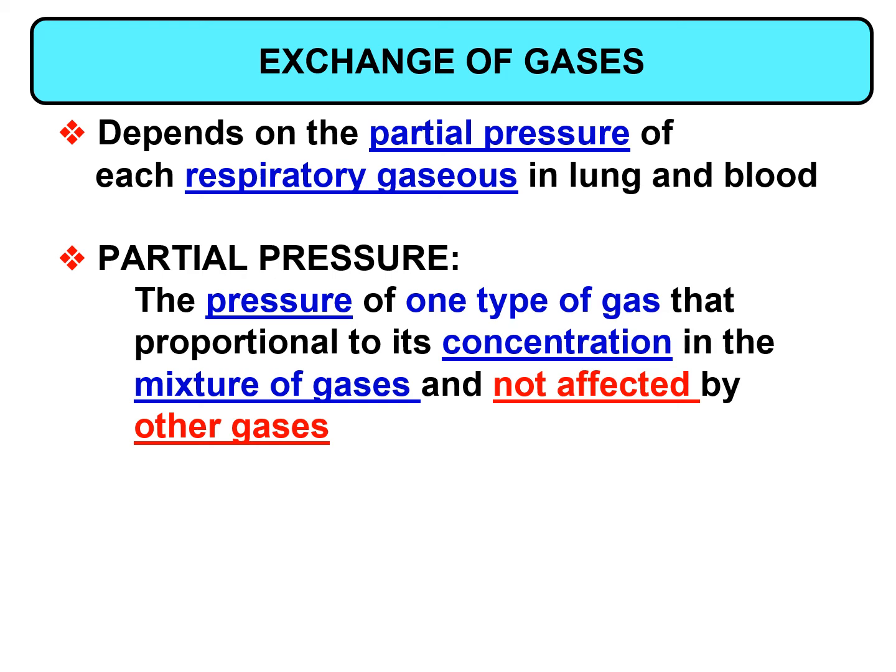The exchange of gases depends on the partial pressure of the gases in lung and blood. What is partial pressure? Partial pressure is the pressure of one type of gas that is proportional to its concentration. As the concentration increases, the partial pressure will increase because it's in a mixture of gases and not affected by other gases.